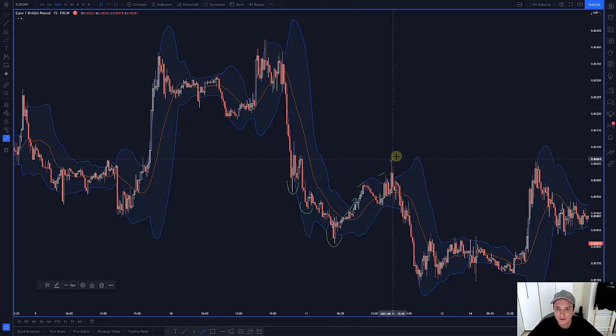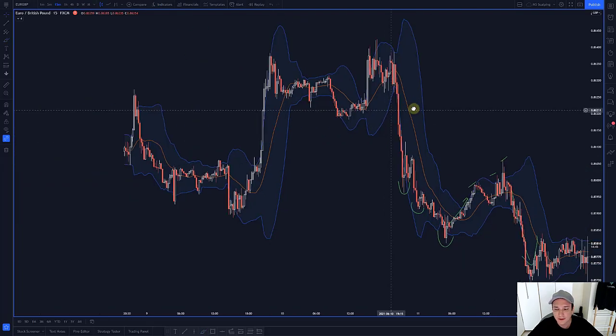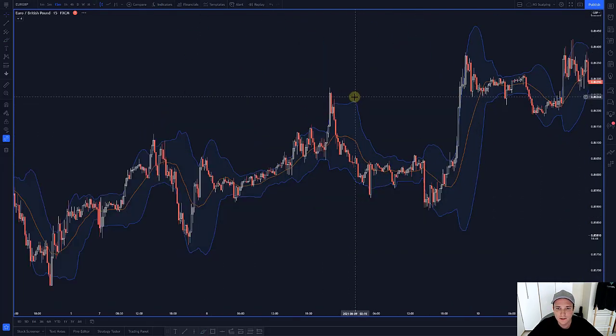1, 2, 3, and close back inside. And here we had a 1, 2, 3 against the trend outside of the Bollinger Band, and we are going down, right? You can see this all the time on the charts. 1, 2, 3, close back inside, and down we go.